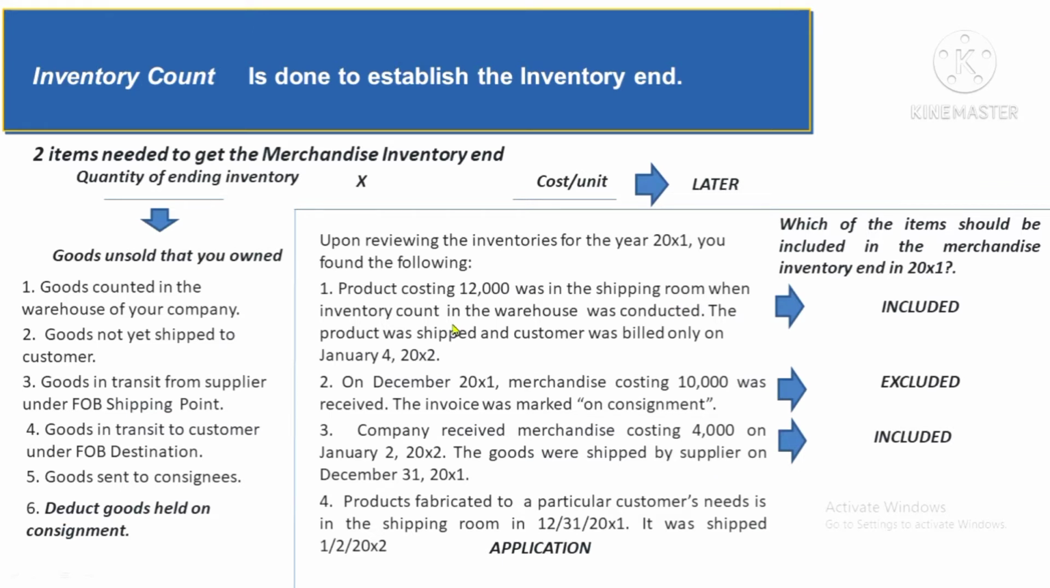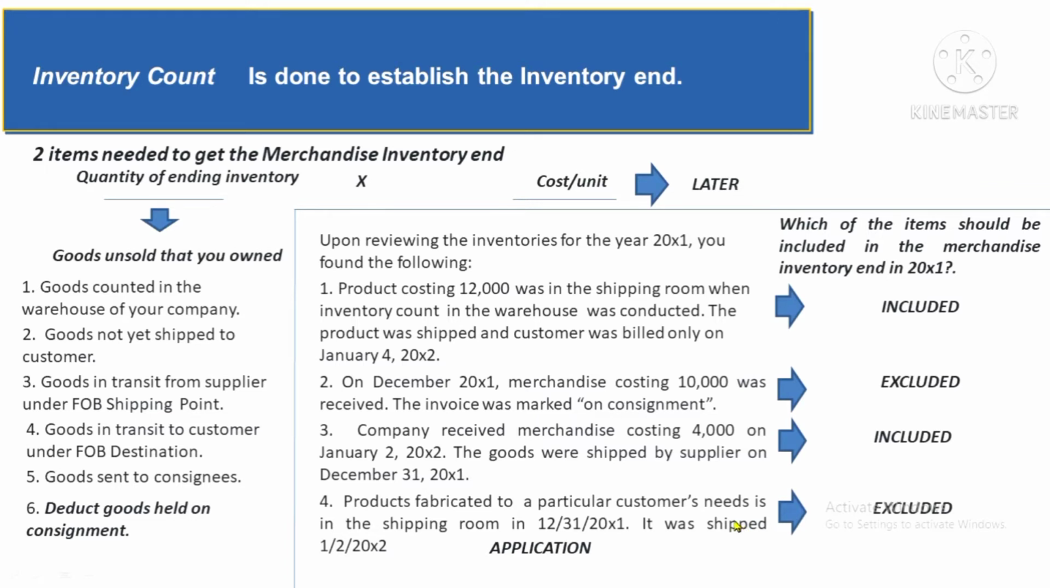And lastly, in item 4, you have products fabricated to a particular customer's needs, which is in the shipping room on 12/31/20x1. It was only shipped on 1/2/20x2, or the next year already. That means it is still in your property at the end of 20x1. So if we follow this, then it is to be concluded that these inventories should still be included in the inventories that you owned, right? But because of the statement that the products are designed or customized for a particular customer, these products are already considered sold and should not be included in your inventories. So that's the twist here.